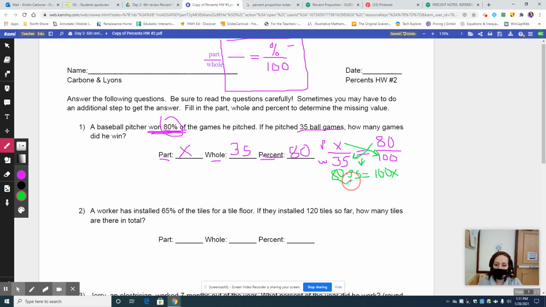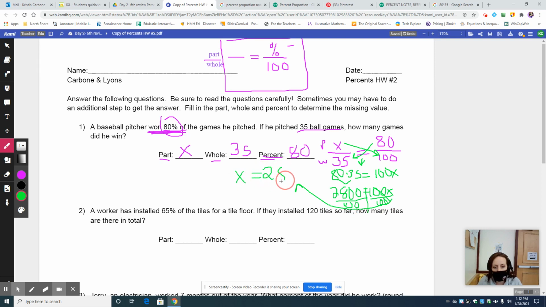So we have 80 times 35, which is 2,800, equals 100x. Now we're down to a simple one-step equation that we all know how to solve. We're solving for x, so we're going to divide both sides by 100. These cancel out. Whatever you do to one side, you need to do to the other. I ran out of space here, so I'll bring it all the way over there. So we have x equals 28.